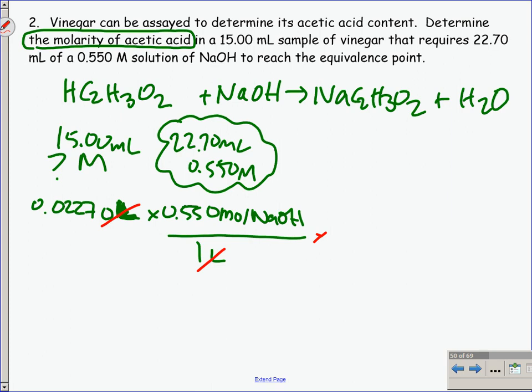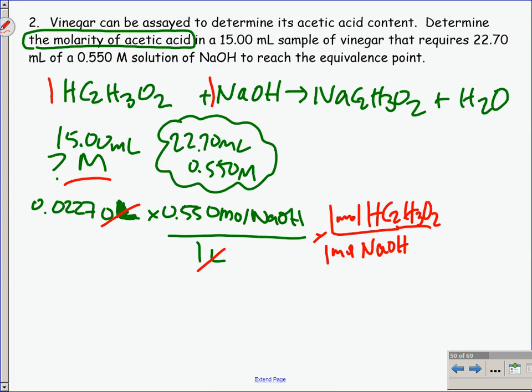Say again, Isabella? Mole ratio. What am I looking at? My question's about acetic acid, so this one must be included. And the fact that I have sodium hydroxide, this also must be included because that's the only way you'll convert and get rid of it. So what goes on the bottom, Isabella? And then what on top? Okay. And then from this point, what were your 2 options for finding molarity?